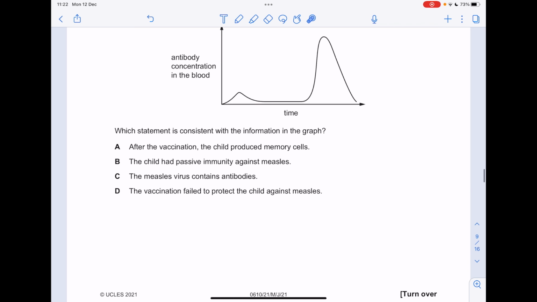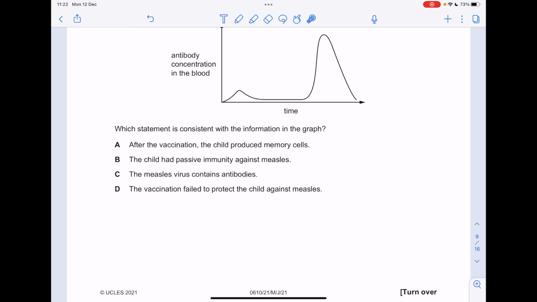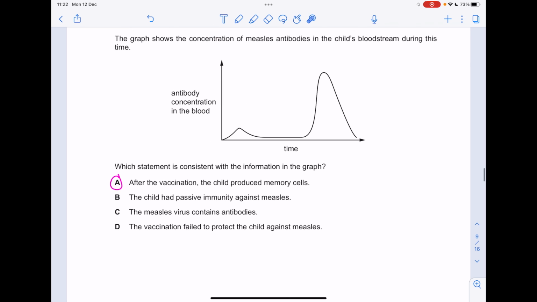So if you look at the options of which statement is consistent with the information on the graph, it's actually A. After the vaccination, the child produced memory cells. The child definitely doesn't have passive immunity against measles. The measles virus contains antibodies. No, that's not going to be true. That makes no sense whatsoever. It's the white blood cells that make antibodies. The vaccination failed to protect the child against measles. Not true. Look at this. This is brilliant. How many antibodies are in the blood?